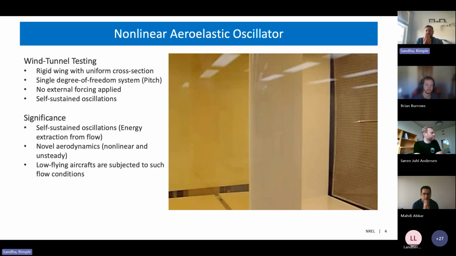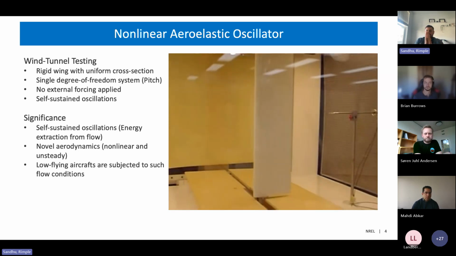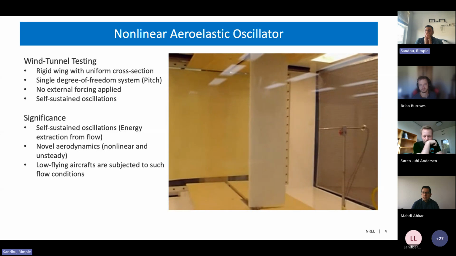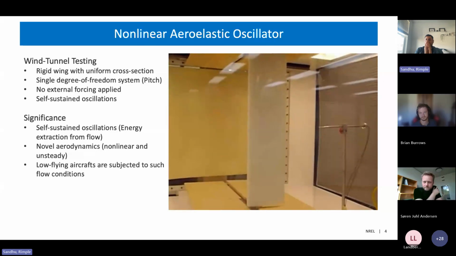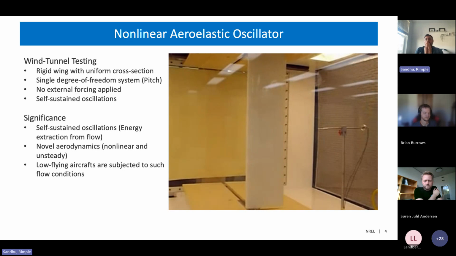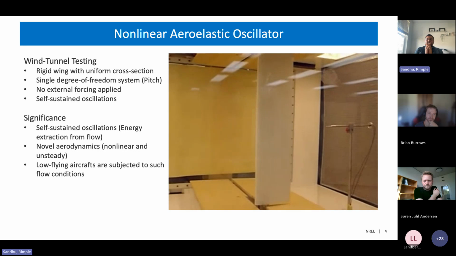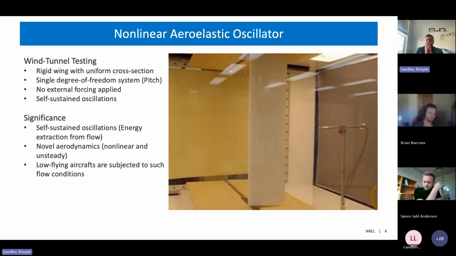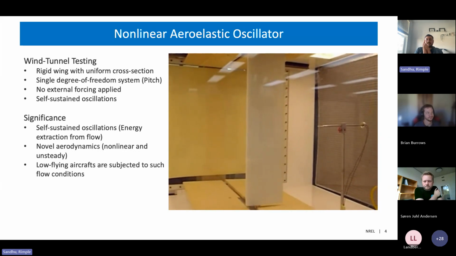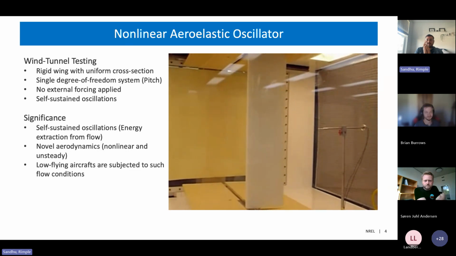So I'll talk now about the system that I was dealing with. As Eric alluded to, it's not exactly wind energy, but let's see if I can play this video. I want you guys to see this video and I'll explain things over it. So it's basically a rigid wing with a uniform cross-section undergoing self-sustained oscillations. It is an aeroelastic system, but it's a single degree of freedom system since this is a rigid wing. So there's only the pitch degree of freedom. There's no external forcing. It's a self-sustained oscillation. So I guess you could relate it to wind energy, but it's not exactly wind energy.